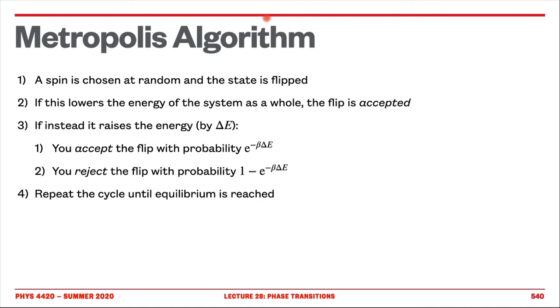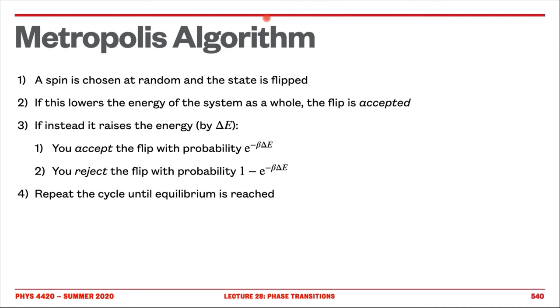We have our collection of spins, and we pick one spin randomly, which is something easy to do on the computer. And then we flip its spin. So if it was up, we make it down. If it was down, we make it up. So we calculate the energy of the system, and if the energy goes down, we accept the move. We just say that the move is accepted.